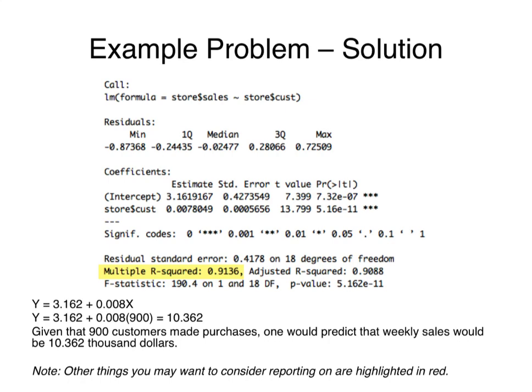In this case, the r-squared of 0.9136 tells us that 91.36% of the variability in sales can be explained by customers.